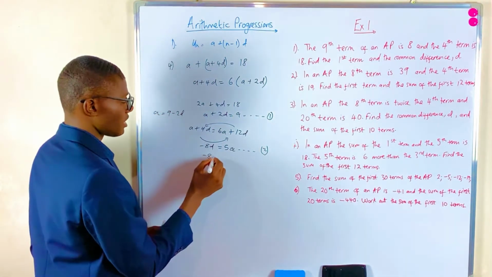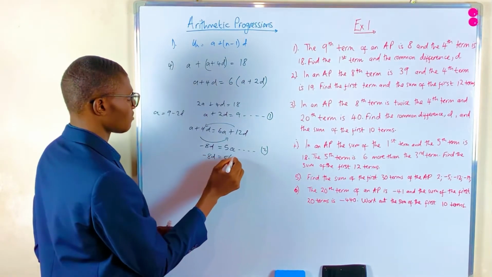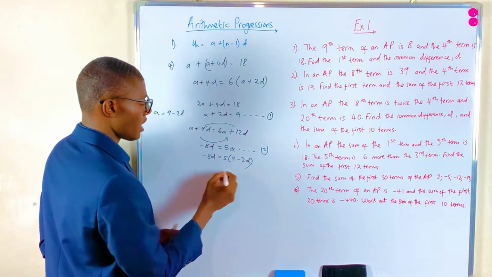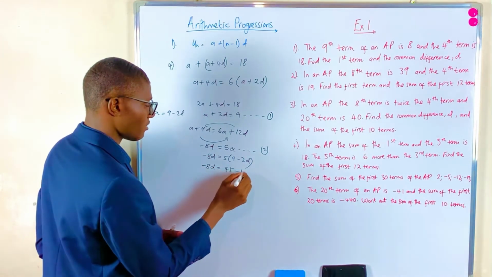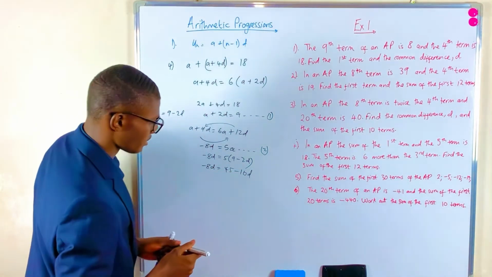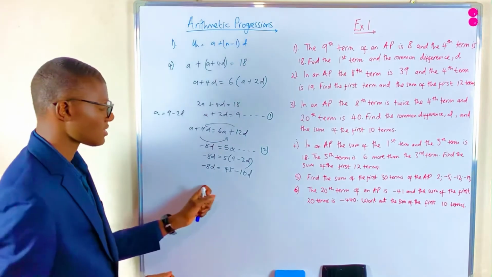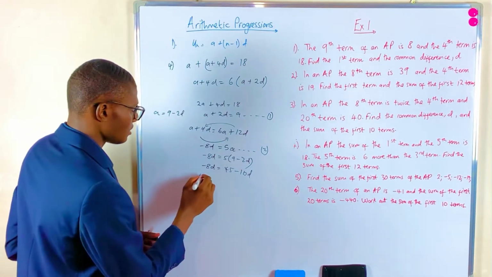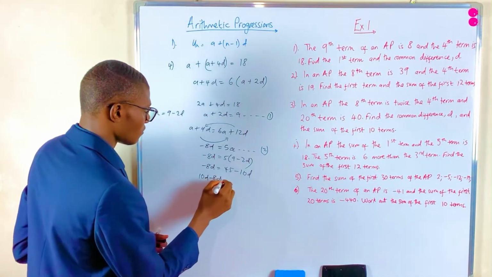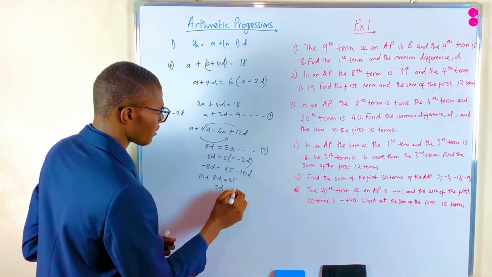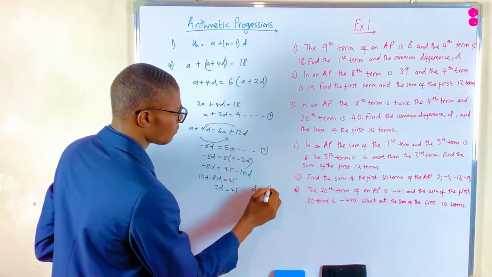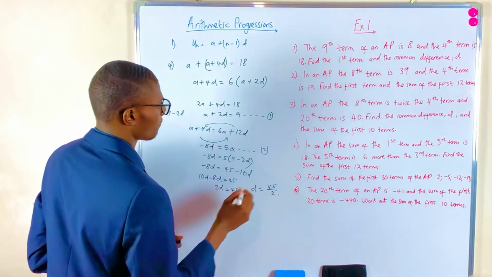So minus 8d is equal to 5 multiplied by 9 minus 2d. And minus 8d would be equal to 45 minus 10d, right? So now if you take this aside, we get 10d minus 8d is equal to 45. So it's that 2d is equal to 45 and d is equal to 45 over 2, right?